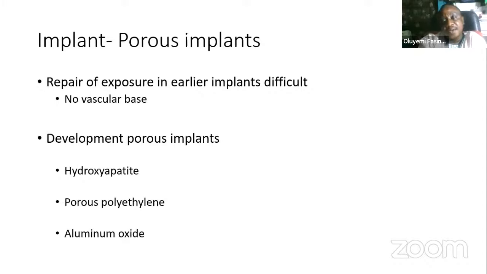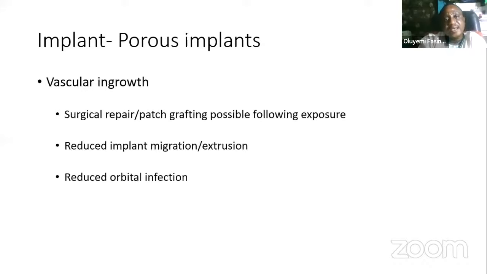These have tiny pores within them that encourage vascular ingrowth into the implant, so they get integrated into the socket. As such, the advantages include that surgical repair or patching with a graft is possible even if there's a little exposure of these implants. There's also reduced implant migration and extrusion because of greater integration between the vascularized porous implants and the sockets.